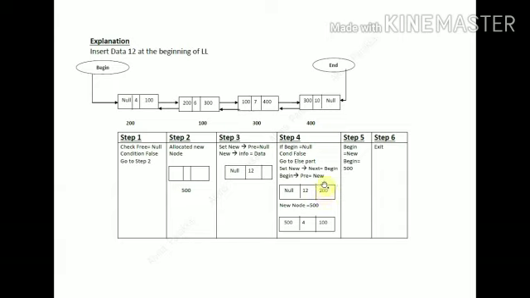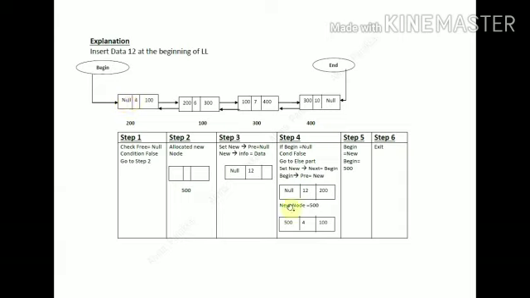Now begin pre equal to new. That is, this particular portion is begin pre. 200 is the begin value. In the pre part of this begin node, we are going to change this null value to the address of the new node. What is the address of the new node? 500. So here we are going to store the value 500. So we have stored the value 500 here.